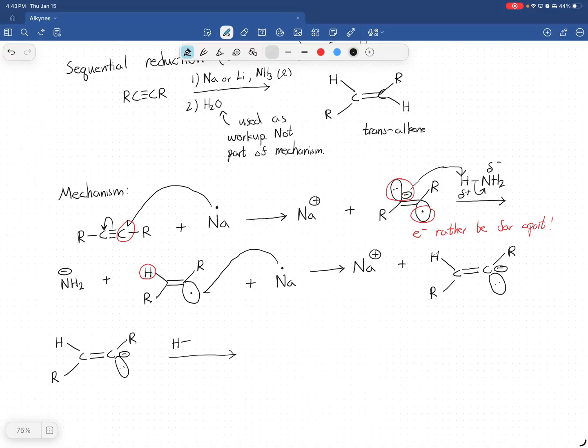Okay, so H and H2. All right, so the negative charge here takes the hydrogen like we saw before. And now NH2 is formed, and what we get out of here is the trans alkene.